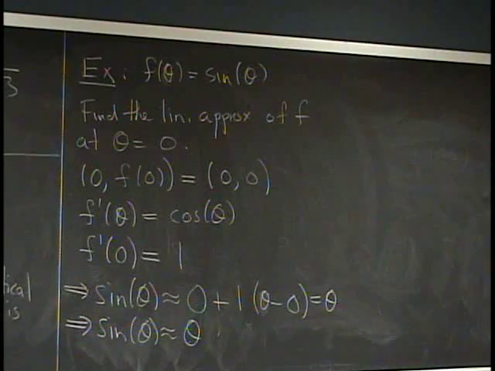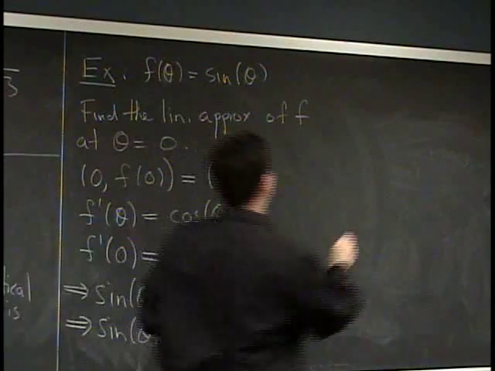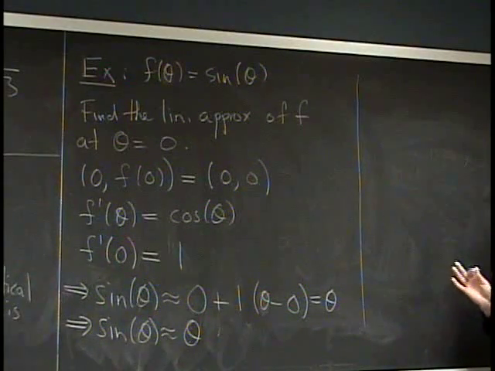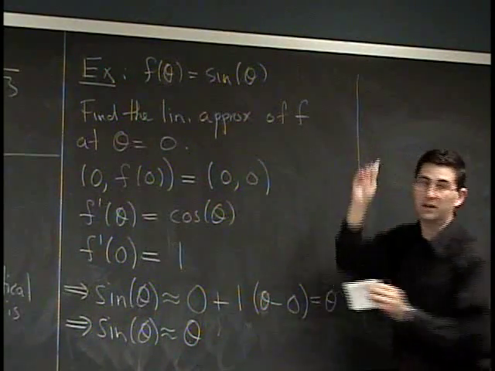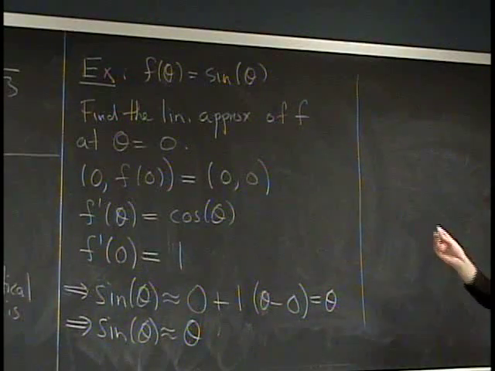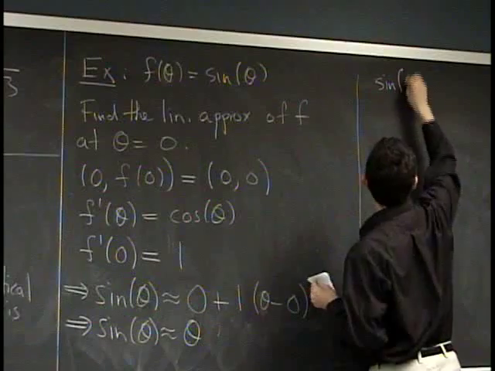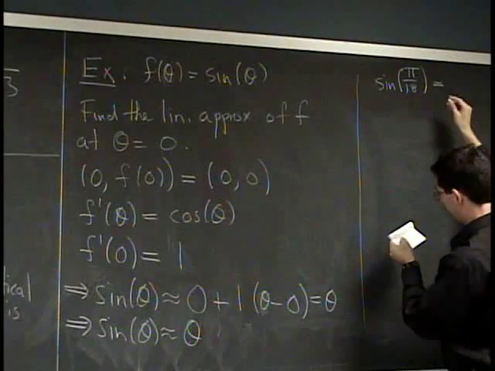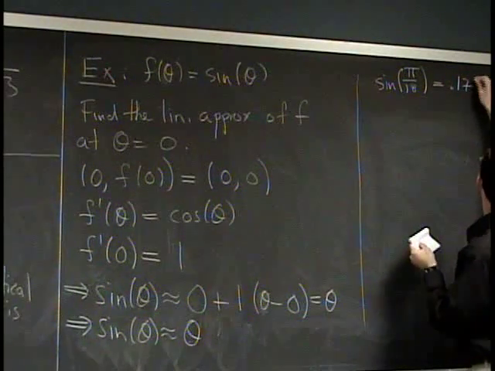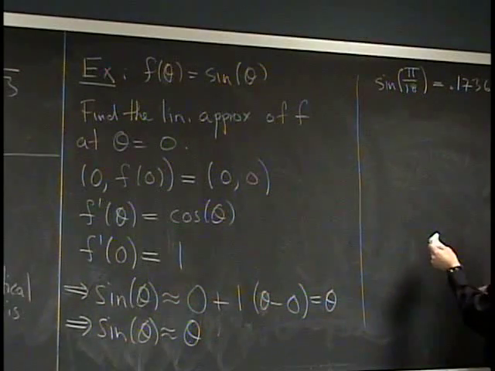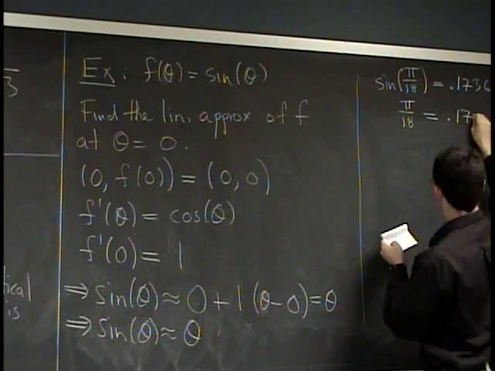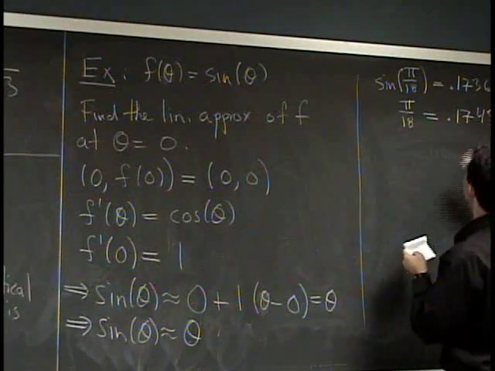I wrote down a couple of angles just to give you some sense for how close these things are. So for instance, let's say you go as far away as 10 degrees. What is that? That's pi over 18 radians. So sine of pi over 18 is roughly 0.173648. And if you just look at pi over 18, this is equal to 0.174532.